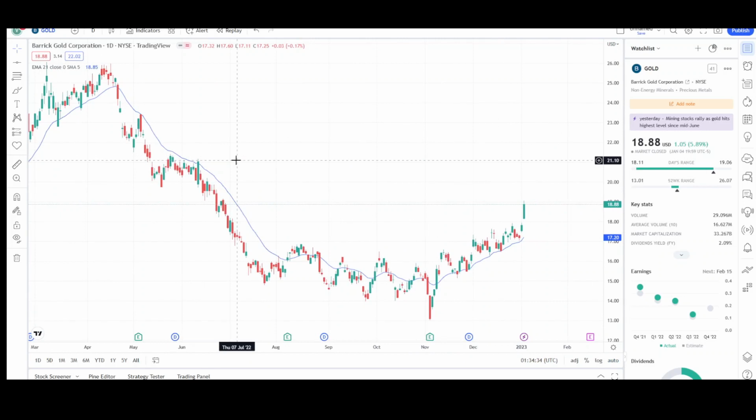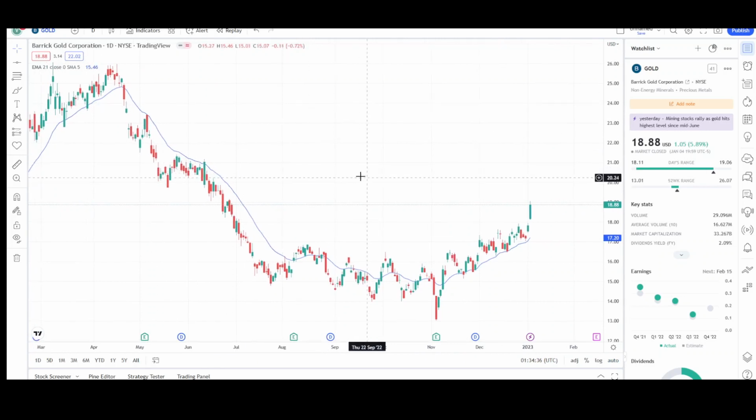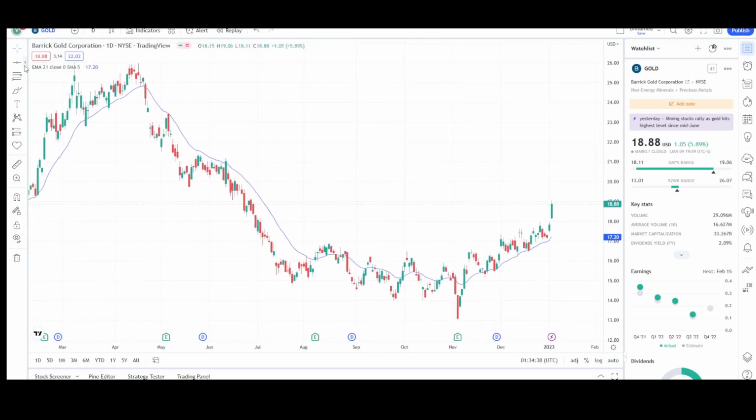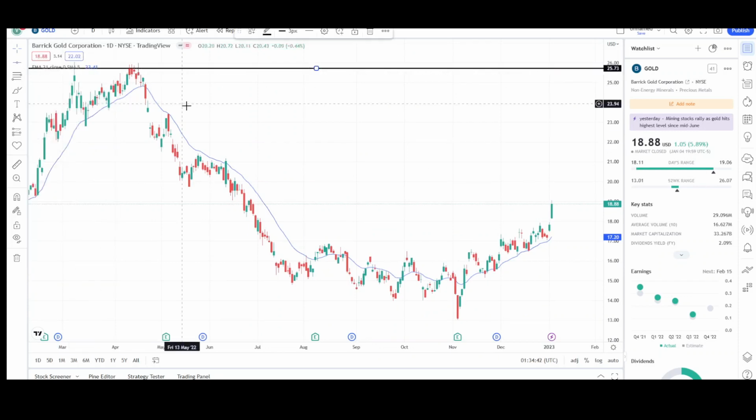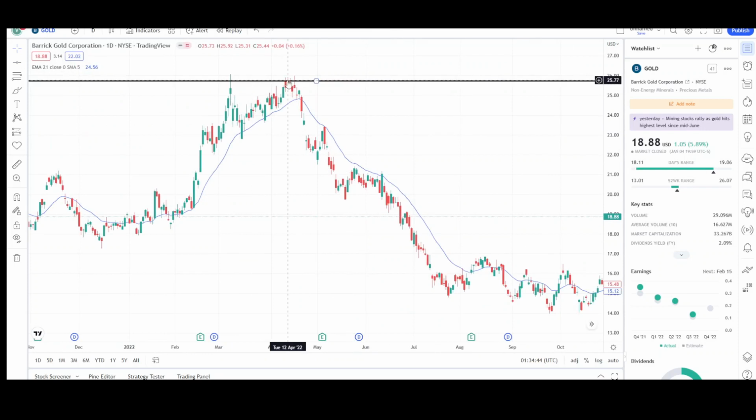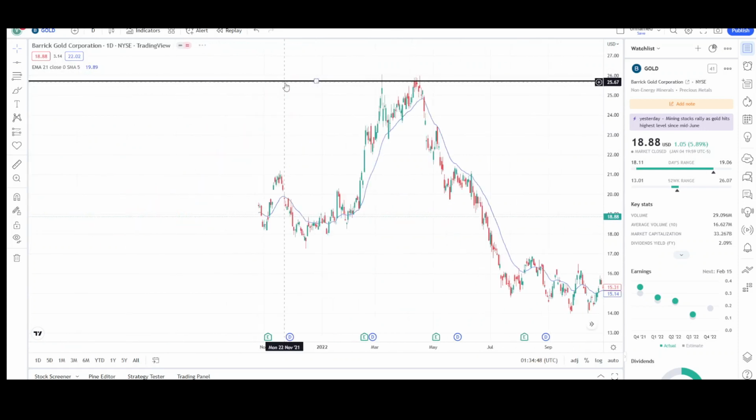So let's look at gold. It's looking very strong. I like how it's continuing to move higher. Let's just go over the previous price action because it is important. We did find a double top at this $25 level, $25.77. Prices had a hard time going through it for some reason.